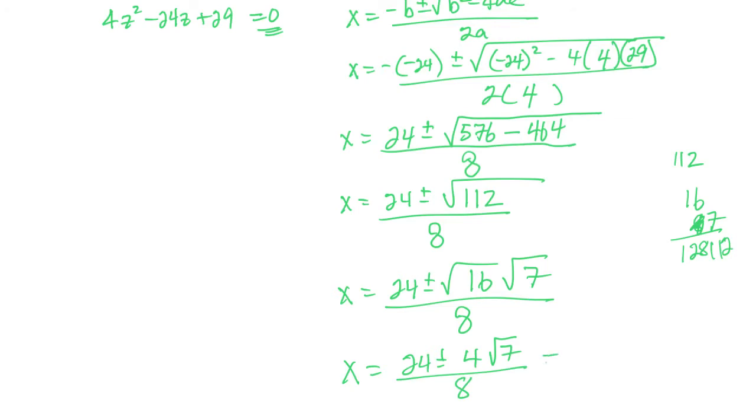Last thing to do is I can divide 4 into this, this, and this. So 4 goes into 24 6 times, plus or minus. 4 goes into 4 once, so that'll just be root 7. And then 4 goes into 8 twice. There'd be my answer for that question: 6 plus or minus root 7 all over 2.